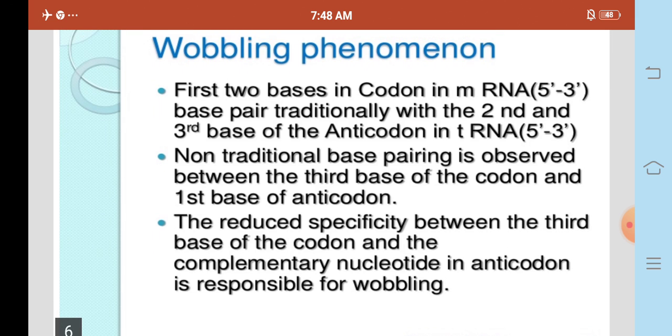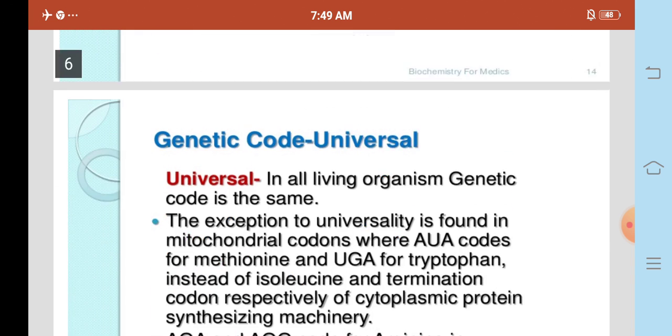Wobble phenomenon. The first 2 bases in the codon in mRNA, 5' to 3', base pair traditionally with the 2nd and 3rd base of the anticodon in tRNA, 5' to 3'. Non-traditional base pairing is observed between the third base of the codon and the first base of the anticodon. The reduced specificity between the third base of the codon and the complementary nucleotide in the anticodon is responsible for wobble.